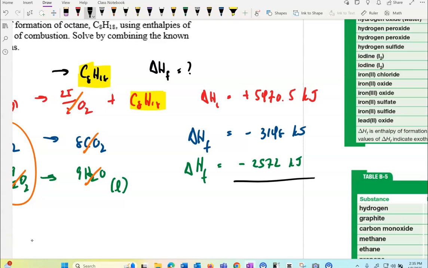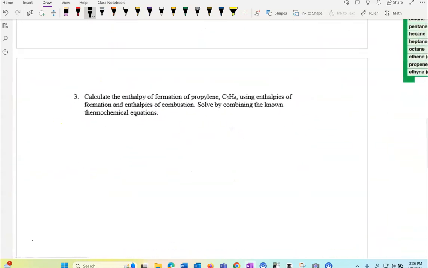5,470.5. We're going to add to that negative 3,148, and we're going to add to that negative 2,572. Ladies and gentlemen, your energy change for the formation of octane is negative 249.5 kilojoules.